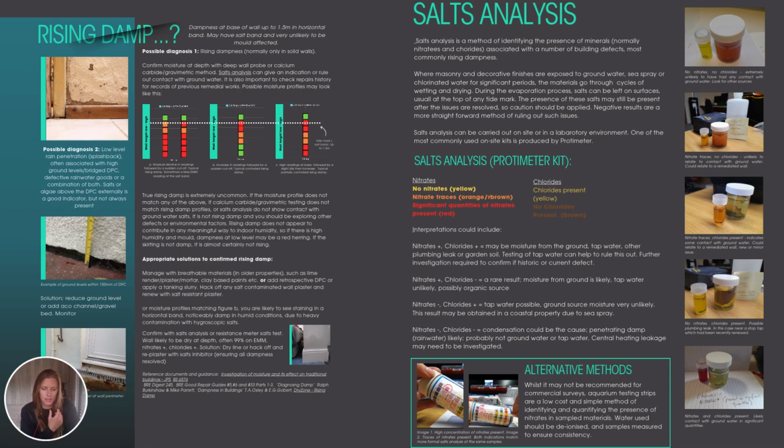And what I'd found is that although it's really useful using the Protimeter salts analysis kit, until you'd done it quite a few times, it was really difficult to gauge all of the different shades, because it was fairly basic. It would say it's either red or yellow or brown, but there are so many shades in between that actually do mean a lot and make a difference to what your interpretation is going to be.